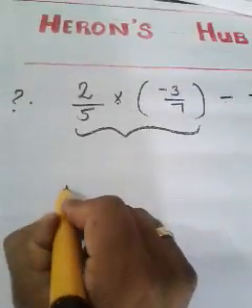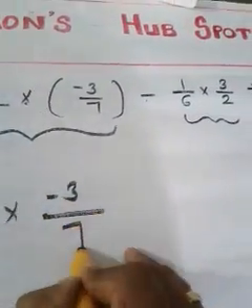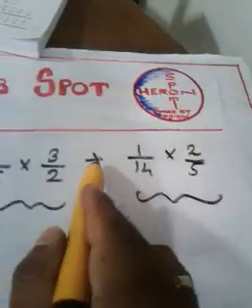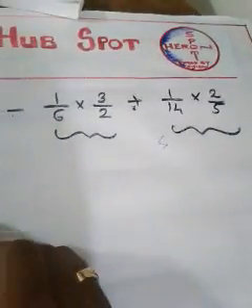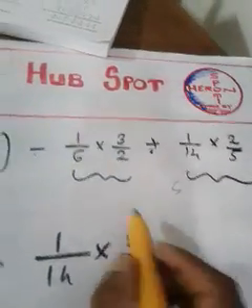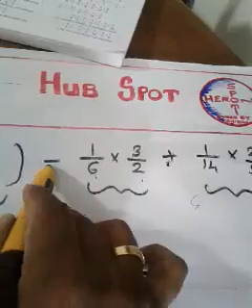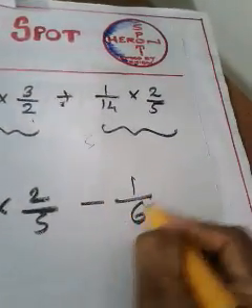That is a rule. That means first term 2 by 5 into minus 3 by 7 as it is. Then the last term I have to write with the sign. The sign is plus, so plus 1 by 14 into 2 by 5. Then the remaining term you have to write together. Which is the remaining term? 1 by 6 into 3 by 2 with the sign. That means minus 1 by 6 into 3 by 2.